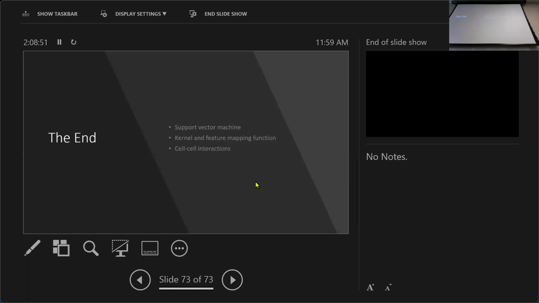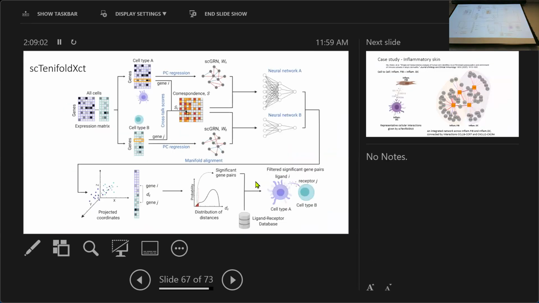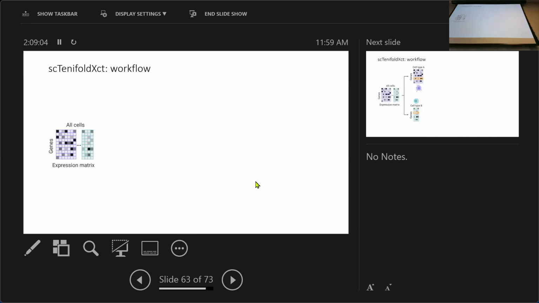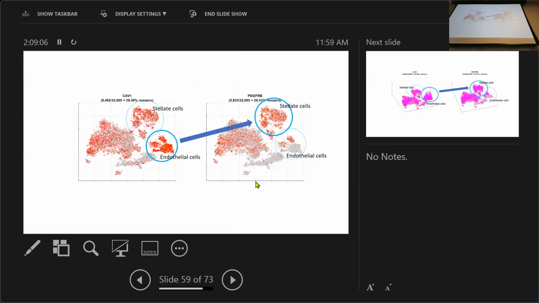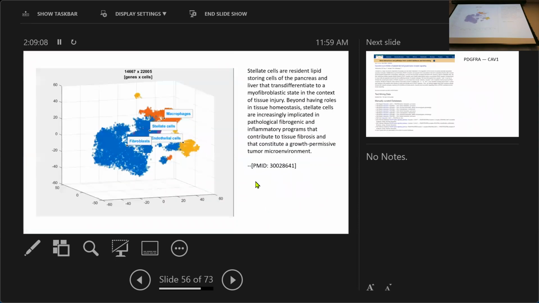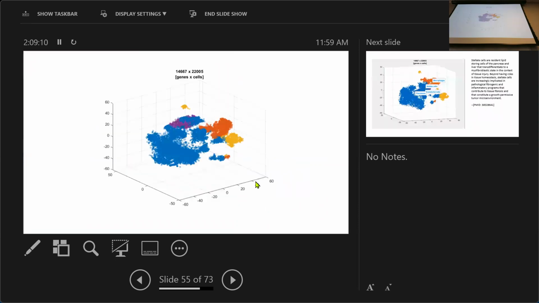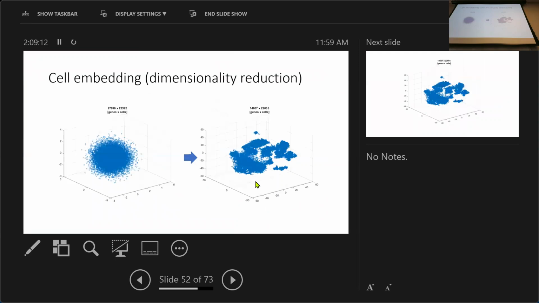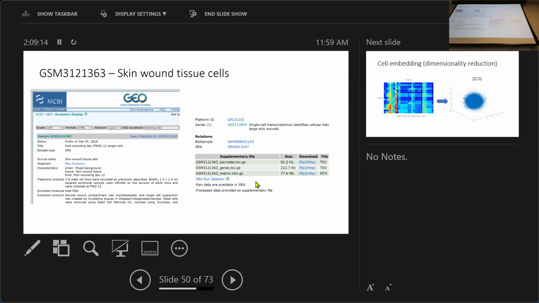The data sets you can get from the GEO database. You see, just like this, the mouse data. All you need is the ID. Let me show you how to do this. All you need is this.